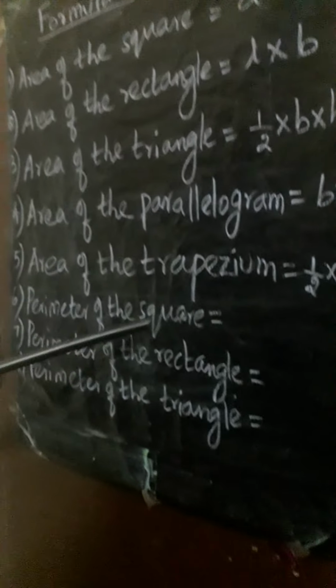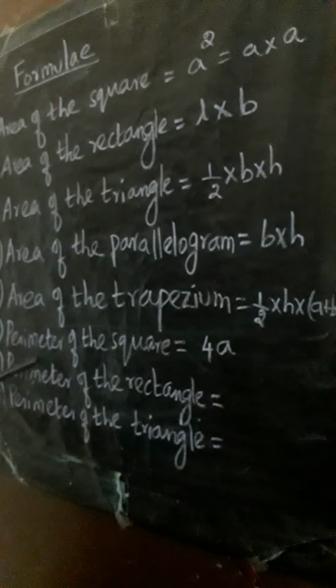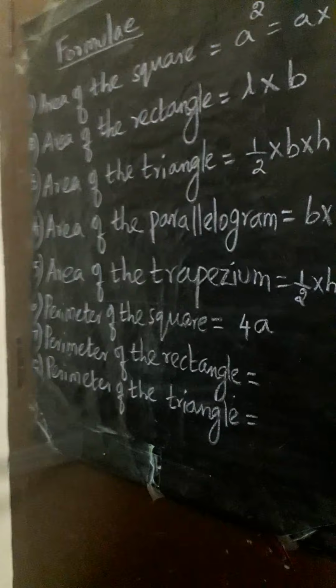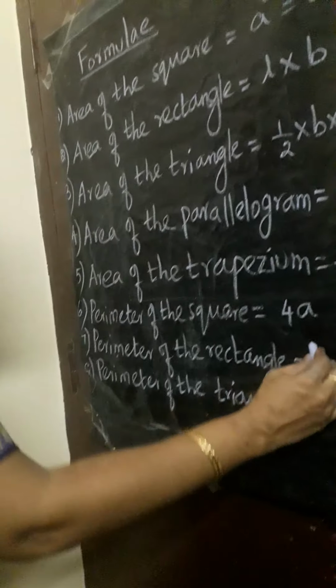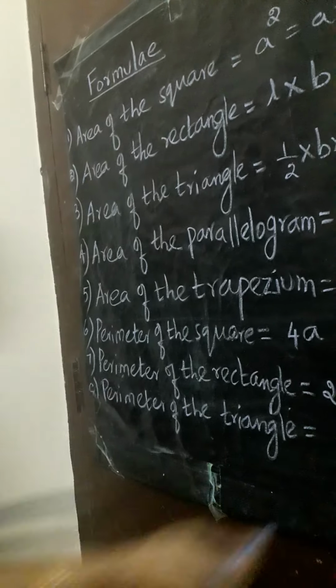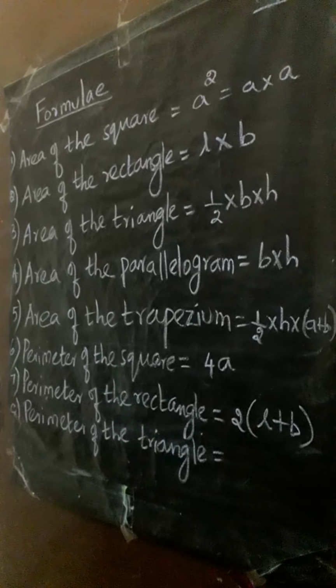Perimeter of the square, sum of 4 sides. So 4A unit. Perimeter of the square equal to 4A unit. Perimeter of rectangle equal to 2 into (L plus B) units.